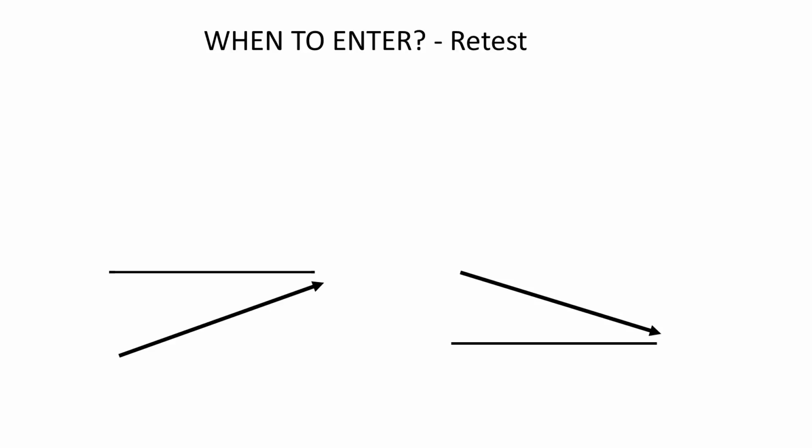Those who also miss the breakout due to not identifying it initially use the retest as a second chance to enter. Here we see bullish breaks and a retest. And this would be bearish breaks and a retest. You wait for the market to confirm the break.